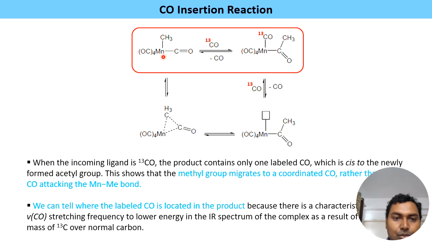That means first the alkyl migrates to the carbonyl carbon atom, giving one vacant coordination site here, and then when we bubble the carbon monoxide or labeled carbon monoxide in this reaction mixture, it comes to this vacant coordination site, giving this product. So this reaction is called the carbonyl insertion reaction. Whenever we say carbonyl insertion reaction in the presence of a metal alkyl bond, we mean that first the alkyl migrates, and then the incoming CO takes the vacant coordination site, as shown here.